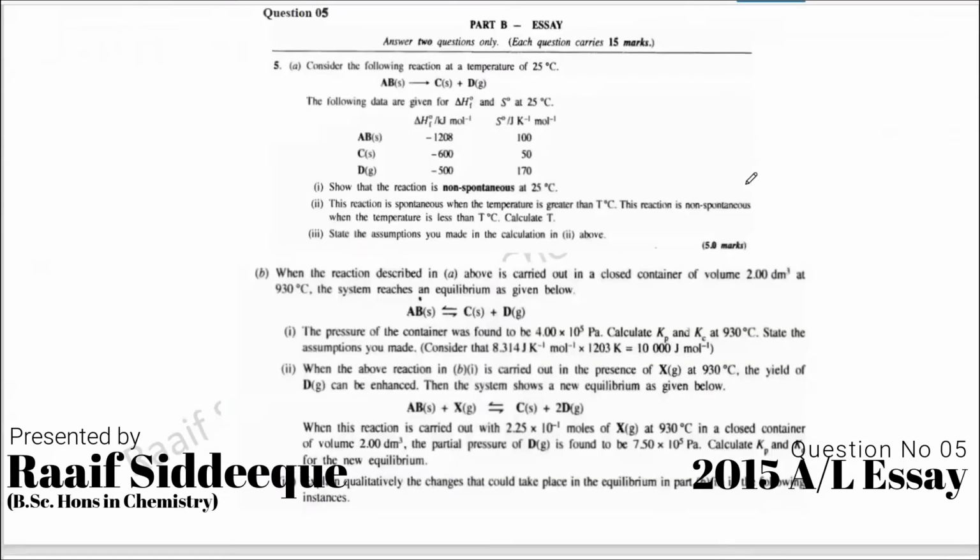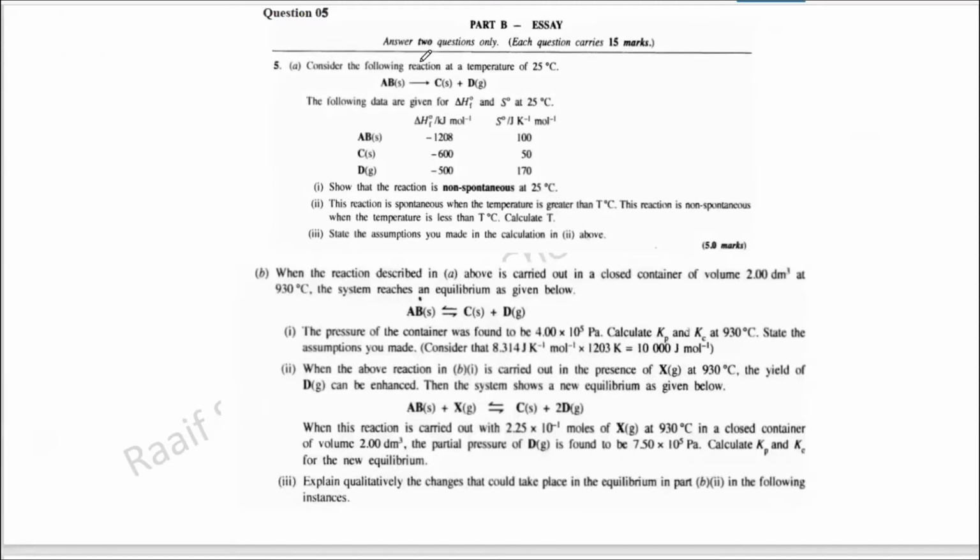Question number 5. Again, this is a theoretical background question, so we will move on. Consider the following reaction that is given at temperature 25 degrees Celsius. AB solid is going to form C solid and D gas. And the following data was given. The enthalpy of formation of the reactant and the products is given, and the entropy is given. Okay, and they ask to show that the reaction is non-spontaneous.